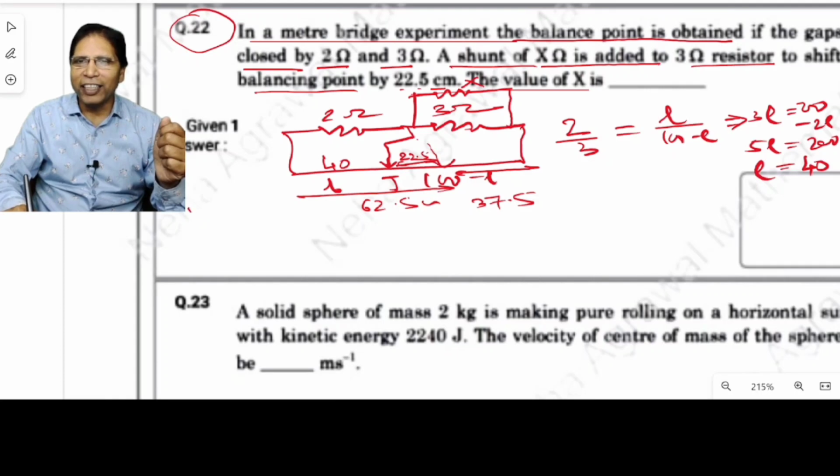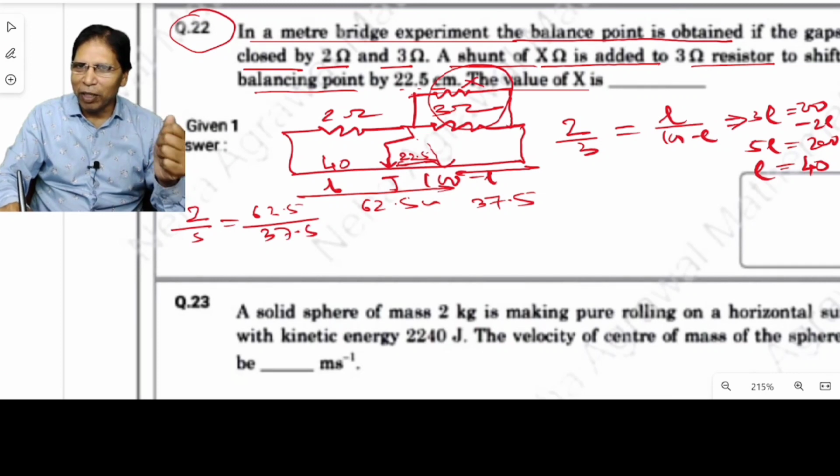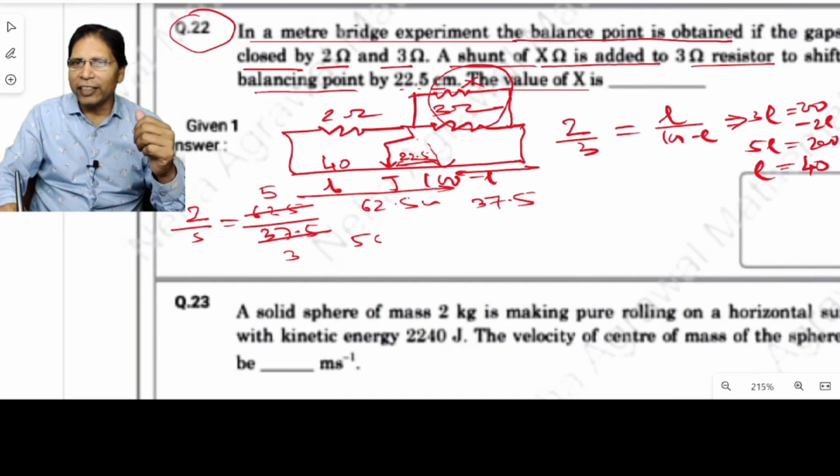So R by S, where S is the equivalent resistance between 3 and X, equals 62.5 divided by 37.5. Now this is 5 and this is 3, so 5 S equals 6. Therefore S equals 1.2.